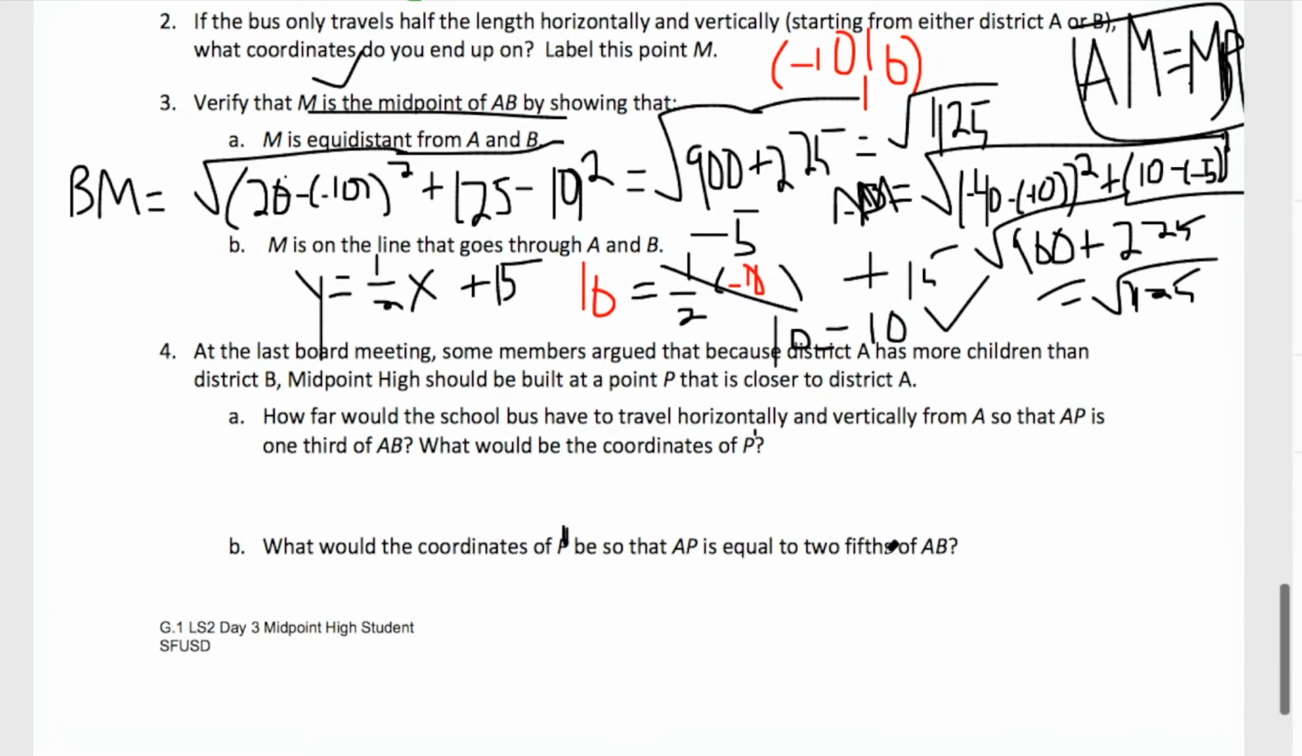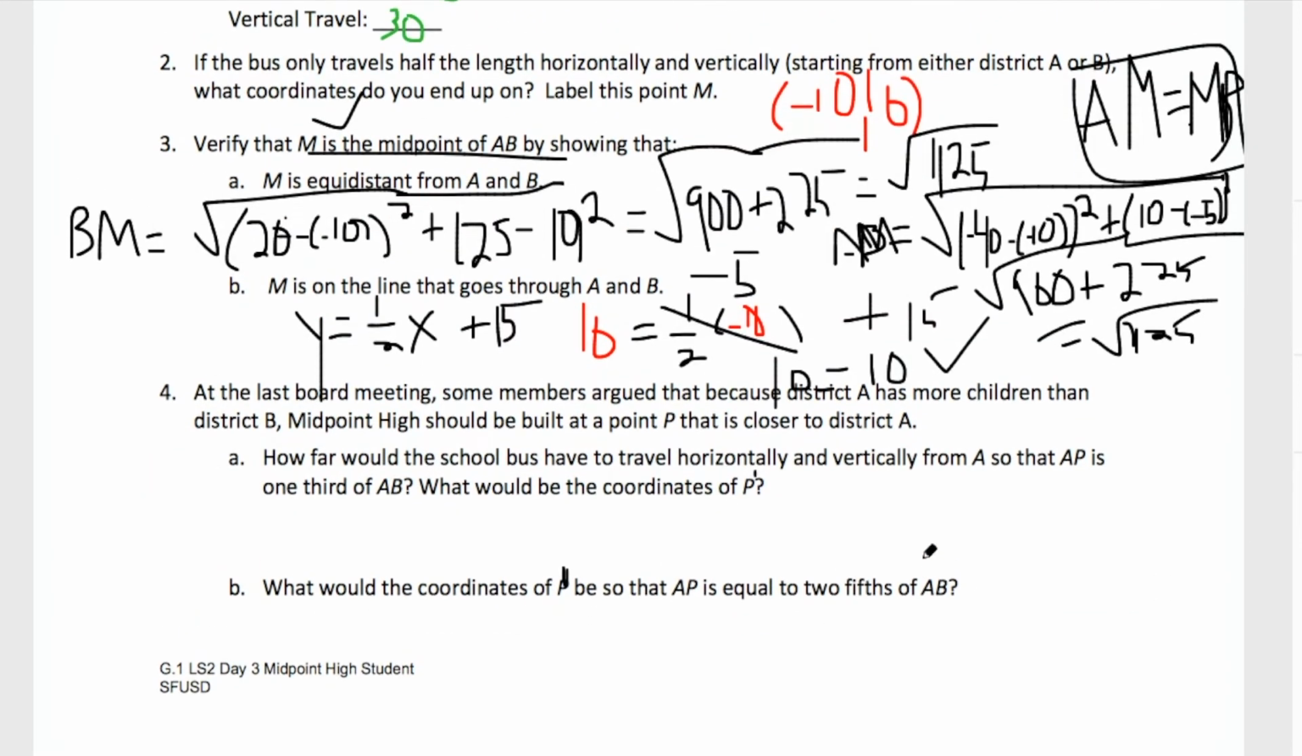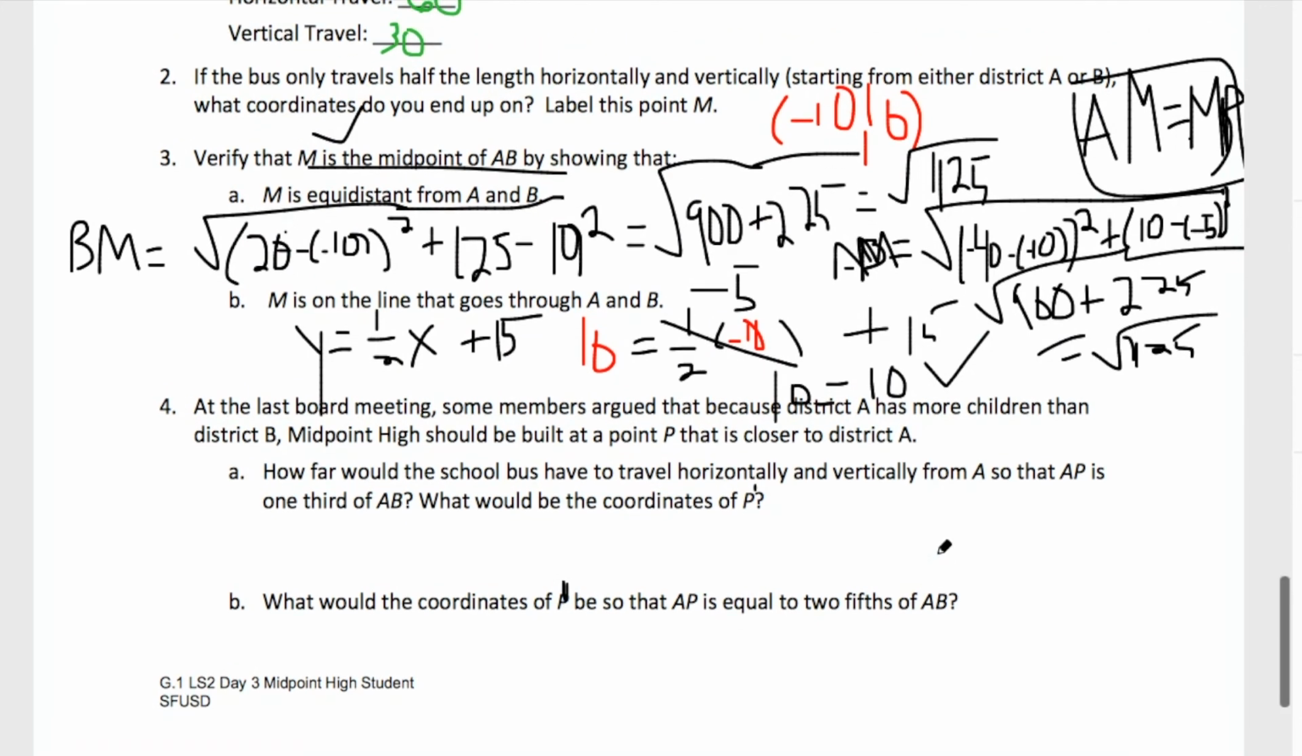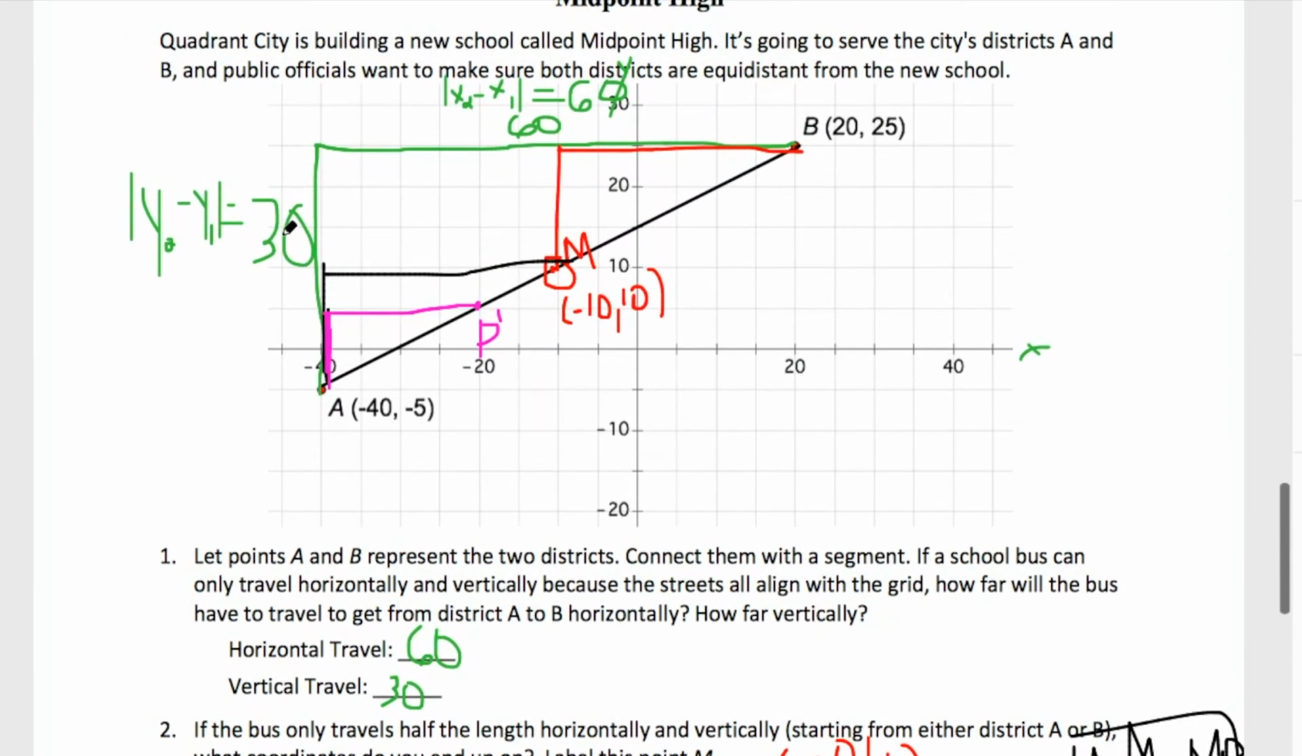Okay, what if it were 2/5 of AB? Coordinates of P double prime, so that AP is 2/5 of AB. Okay, so what's 2/5 of 30? That would be 60 divided by 5, which is 12. So we go up 12 instead and cut over. What's 2/5 of 60? 120 divided by 5. Let me organize my work here real quick. Plus 12, we go up 12 instead of up 30. And then 2/5 of 60, so you do 120 divided by 5. It's 24. Yeah, I could have just doubled this for my slope triangle right there, okay?